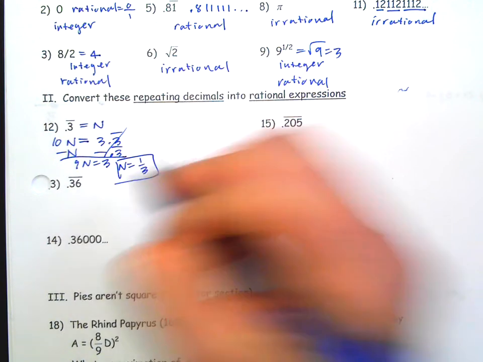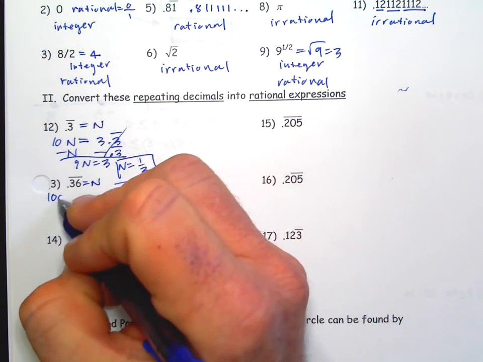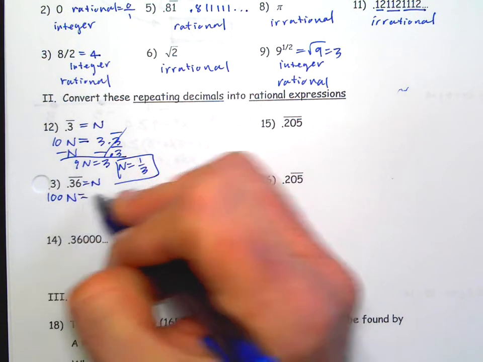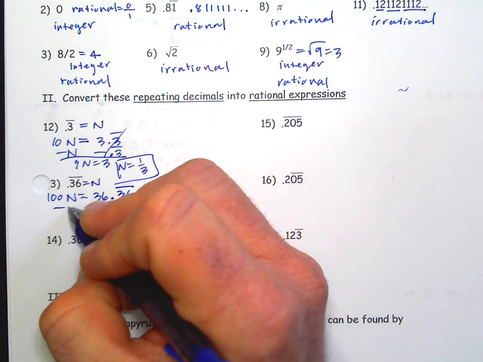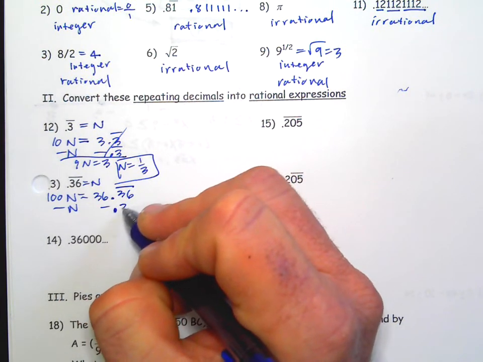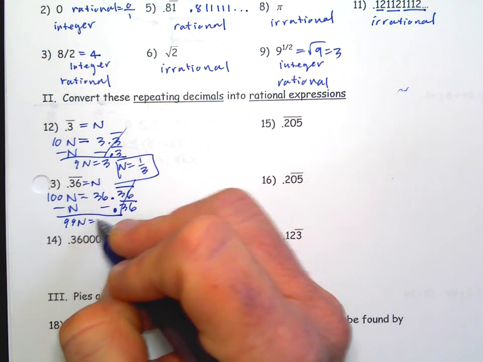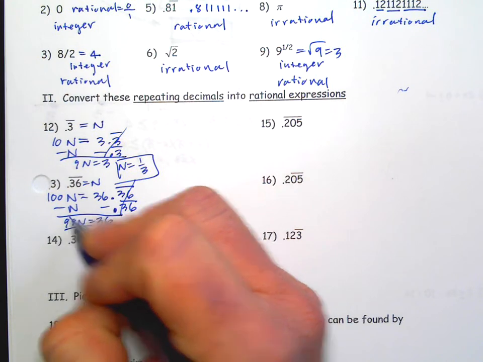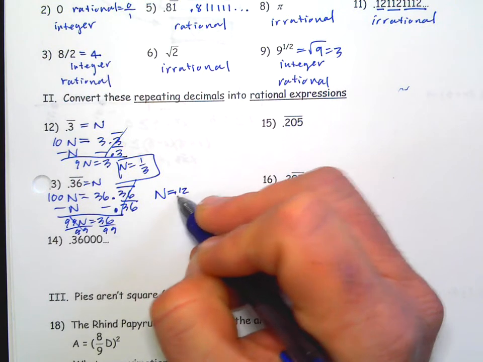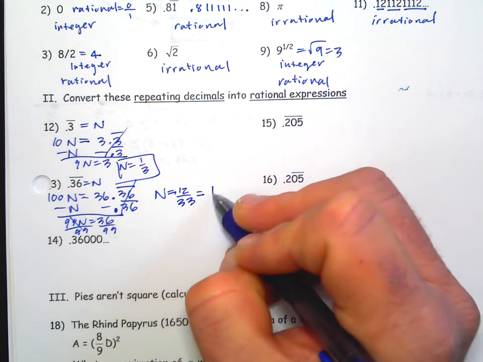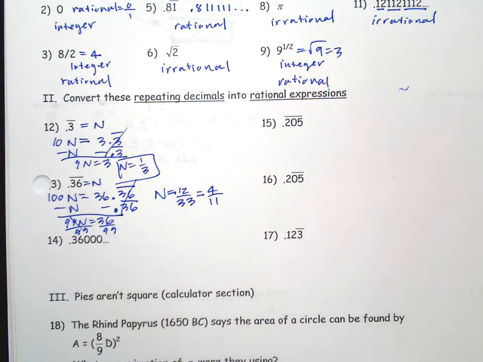So that's the way you're going to show your work. 13, this equals n. We're going to multiply both sides by 100 because there are 2 repeating digits. And that's going to move the decimal place over 2 spots to the right. And then when we subtract n, it should line up just right. You want to line up the decimals so the repeating parts cancel each other out, and you get 99n equals 36. You divide both sides by 99. We could reduce this. We could take a 3 out of both of them, and then a 3 out of both of those. And the answer is 4/11.